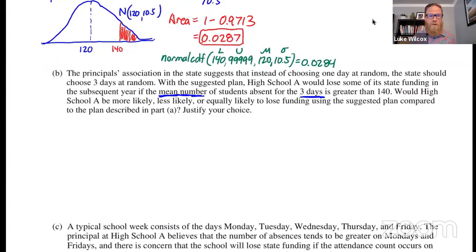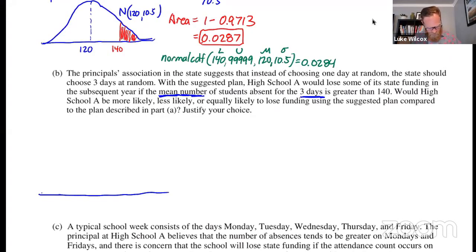Would high school A be more likely, less likely, or equally likely to lose funding using the suggested plan compared to the plan in part A? So now instead of picking 1 day out of all the days, we're going to pick 3 of the days at random and find the average of those 3. So listen, this is a different distribution than the one that we drew above. This is now a sampling distribution of the sample mean.